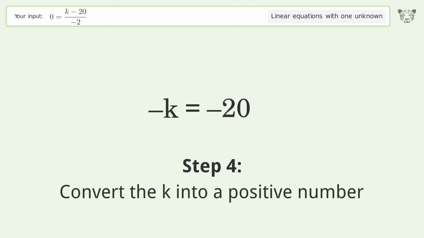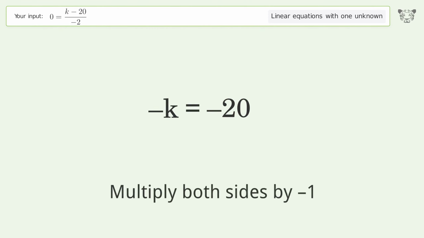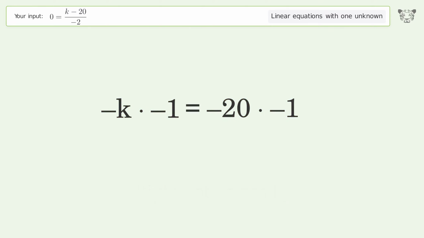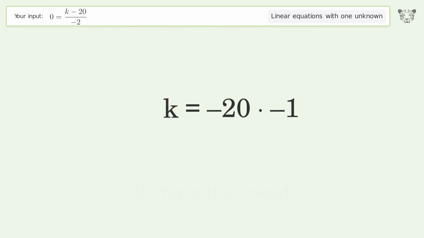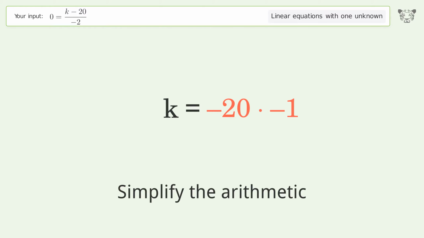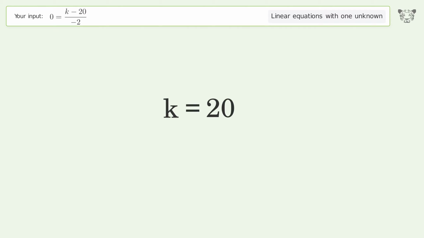Convert the k into a positive number. Multiply both sides by -1. Remove the ones. Simplify the arithmetic. And so the final result is k equals 20.